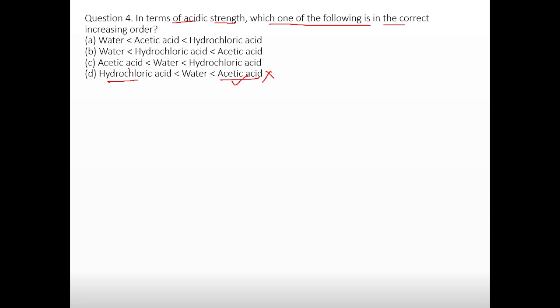When we talk about acetic acid, water and hydrochloric acid, hydrochloric acid is in the correct position, but what about these two, acetic acid and water? The problem is that water is the weakest acid. The correct option will be option A. That is how you have to remember these things, by how much ionization is happening.